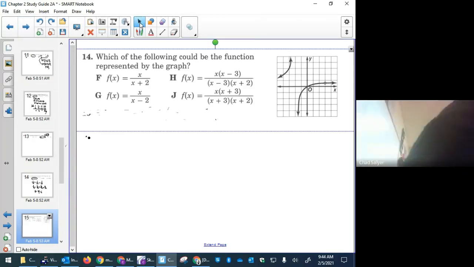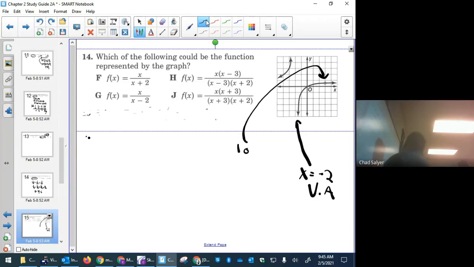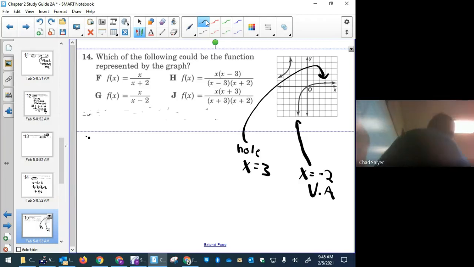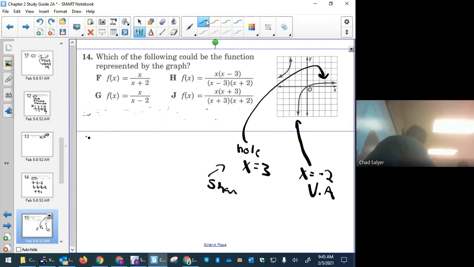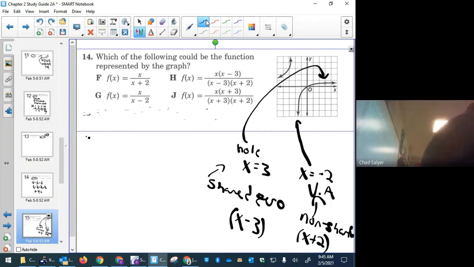Number 14. Which of the following could be the function represented by the graph? We've got a couple things going on. I've got an infinite discontinuity, or a vertical asymptote, here, looks like at x equals -2. And I've got a hole over here at x equals +3. So I'm looking for a shared 0 at x minus 3 and a non-shared 0 at x plus 2.